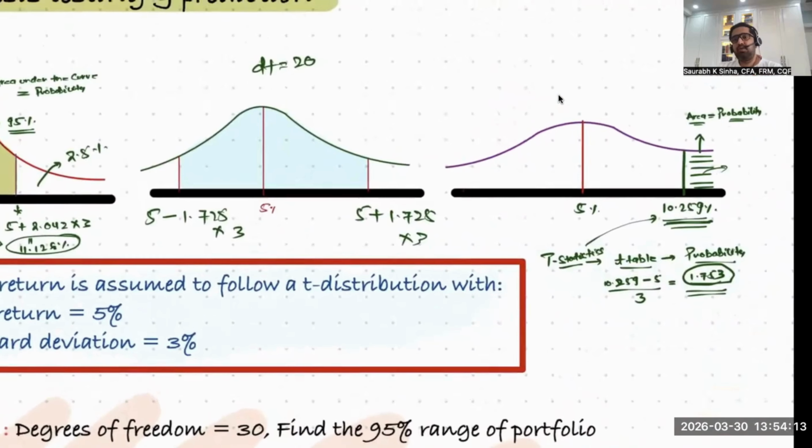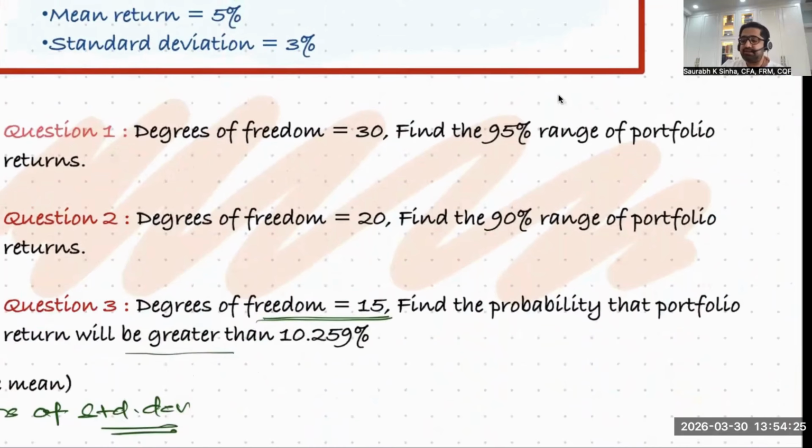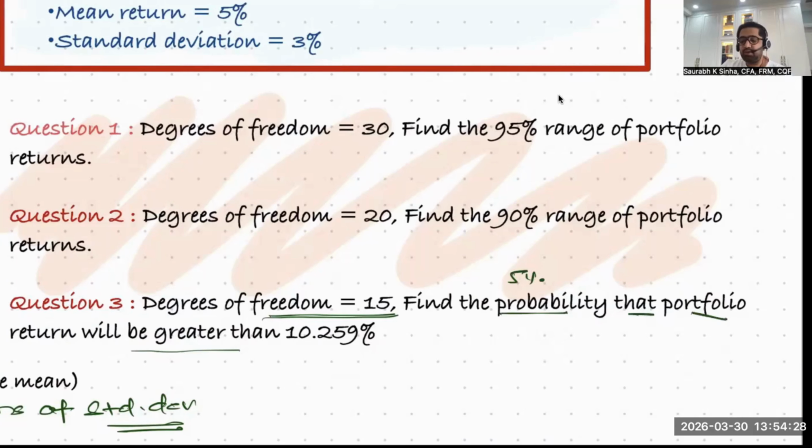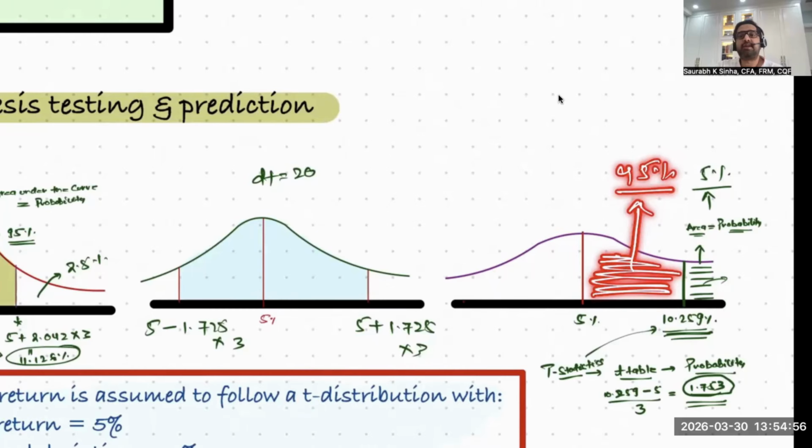Are you interested in one tail or two tails here? You're interested in one tail. So the area for this probability is what? 5%, because that is the probability given for one tail. So you can say there is a 5% probability that the portfolio return will be greater than 10.259%. Or you can also say that there is a 95% probability that the return of the portfolio would be less than 10.259%.